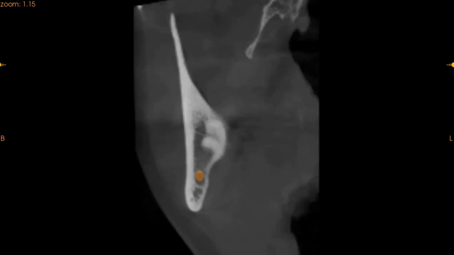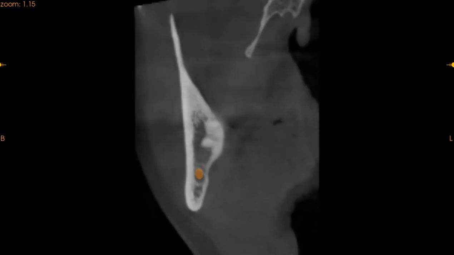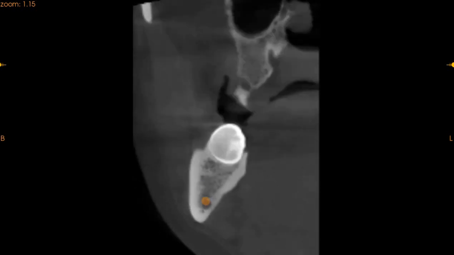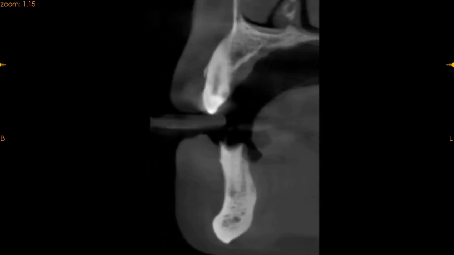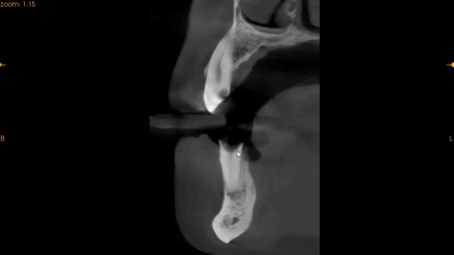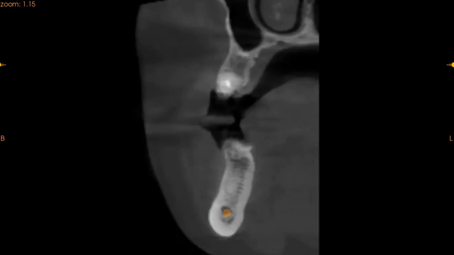This is the wisdom tooth. It's horizontally impacted, does show a little bit of a radiolucency, but is very significantly far away from the inferior alveolar nerve. Now moving, this is the lower right canine, again grossly carious, periapical radiolucency is present.